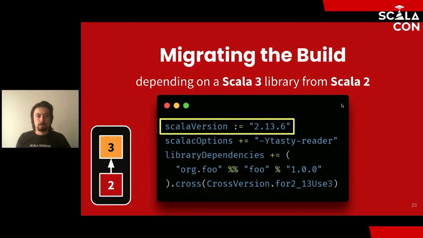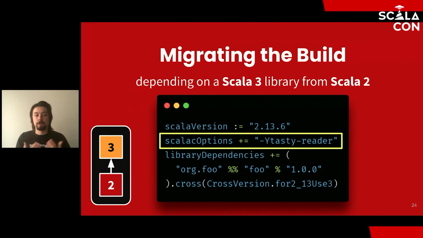So let's say you are in a Scala 2 project and you now want to depend on some Scala 3 library because they've added a new feature and they stopped building for Scala 2. So you can see in this build, I'm using Scala 2.13.6, and we have to add a new scalacOption, which is an argument to the compiler, which is -Ytasty-reader. And what this enables us to do is to read the Scala 3 dependencies.